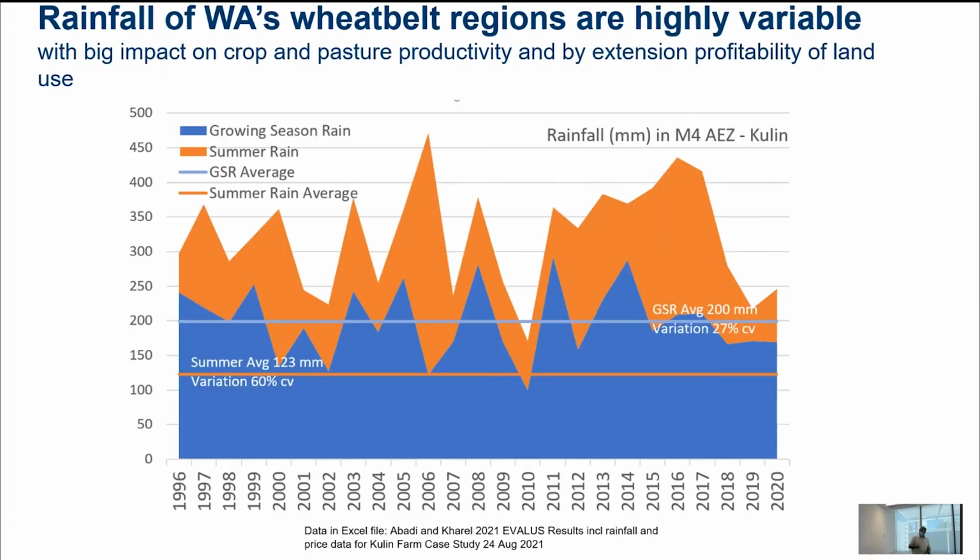So what's really important is how variable our environment is. So this is rainfall. Of course, the blue stuff is the growing season rainfall that people rely on in the wheat belt.